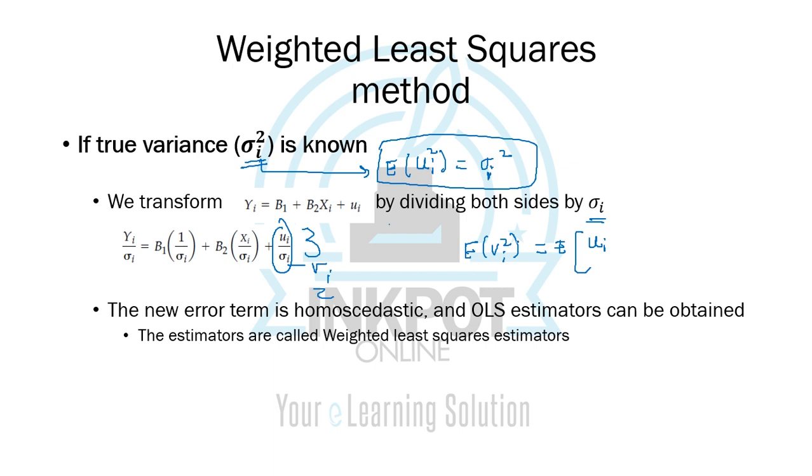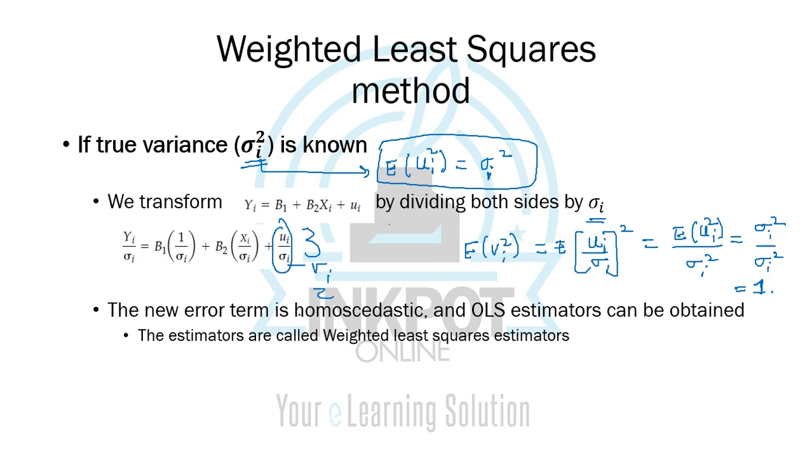So now the value of vi is expressed as ui over sigma i. Let me take the square here. This becomes the expectation of ui square over sigma i square. Now remember that the expectation of ui square is equal to sigma i square. This becomes sigma i square over sigma i square, and sigma i square will cancel out. We'll get 1 in the end. So we can now see the variance of this error term is constant.